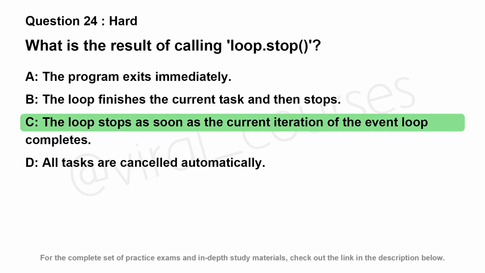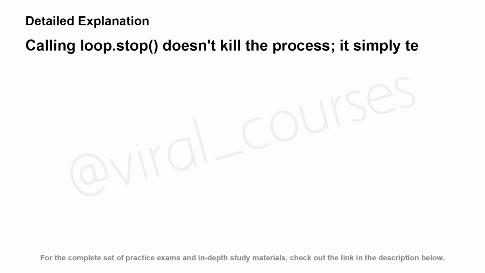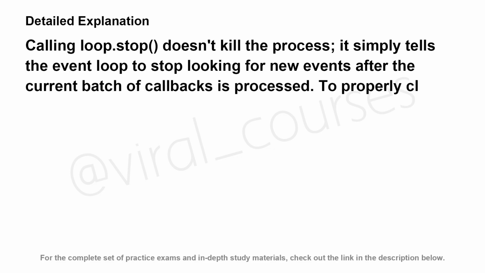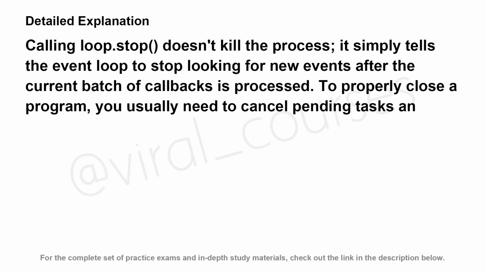The correct answer is C. Calling loop.stop doesn't kill the process. It simply tells the event loop to stop looking for new events after the current batch of callbacks is processed. To properly close a program, you usually need to cancel pending tasks and close the loop explicitly.